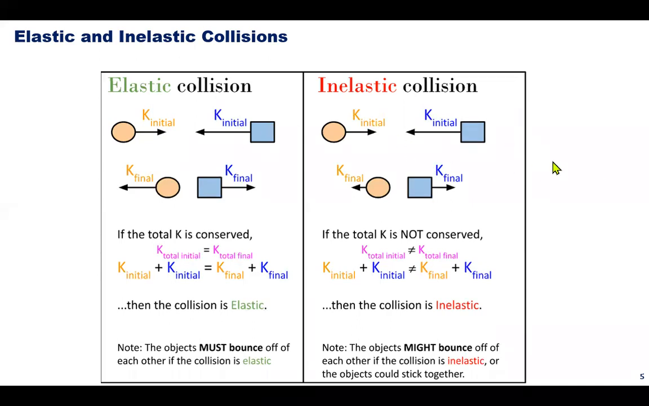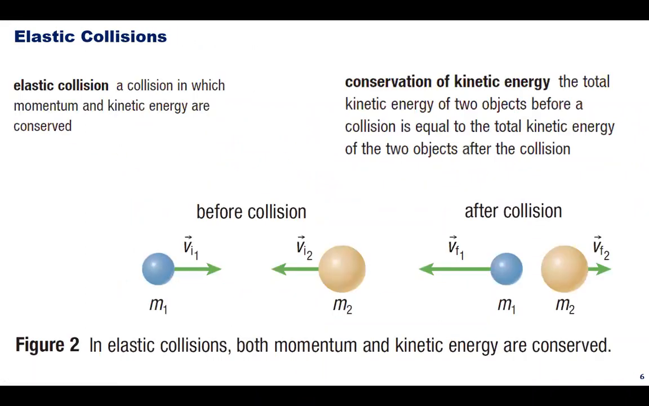Okay, now let's have a look at the first type of collisions, which is elastic collisions, in detail. In an elastic collision, the system's kinetic energy is conserved. That is, the total kinetic energy of the two objects after the collision should be equal to the total kinetic energy of the two objects before the collision. This is called conservation of kinetic energy.